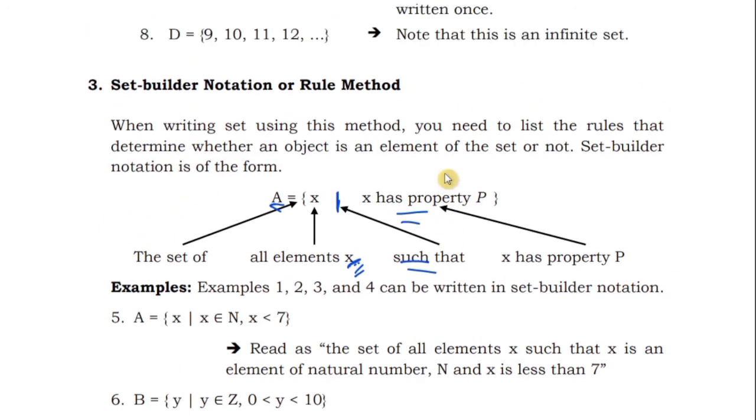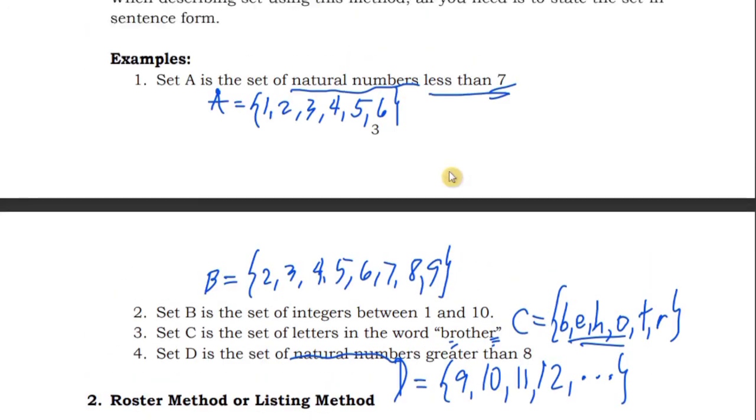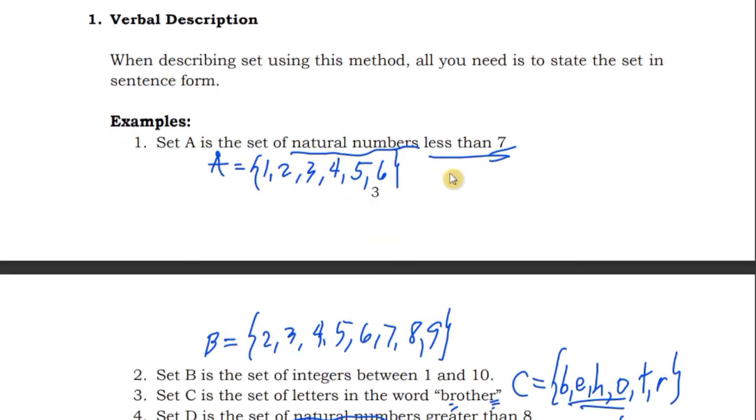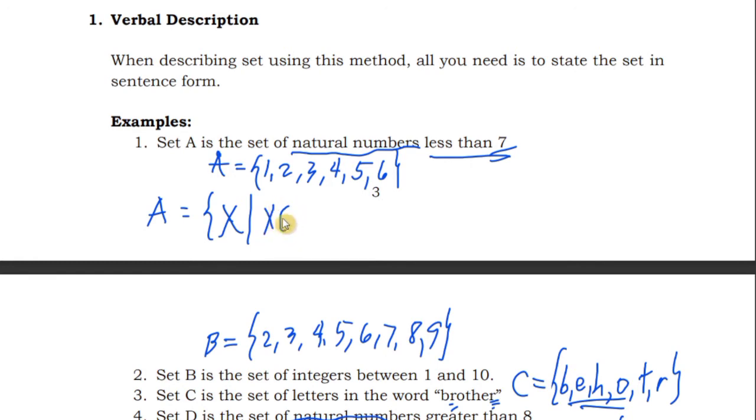Looking back to the example that we have, set A. How do we write this in set builder notation? We have set A is the set of all elements represented by x such that x belongs to the set of natural numbers.